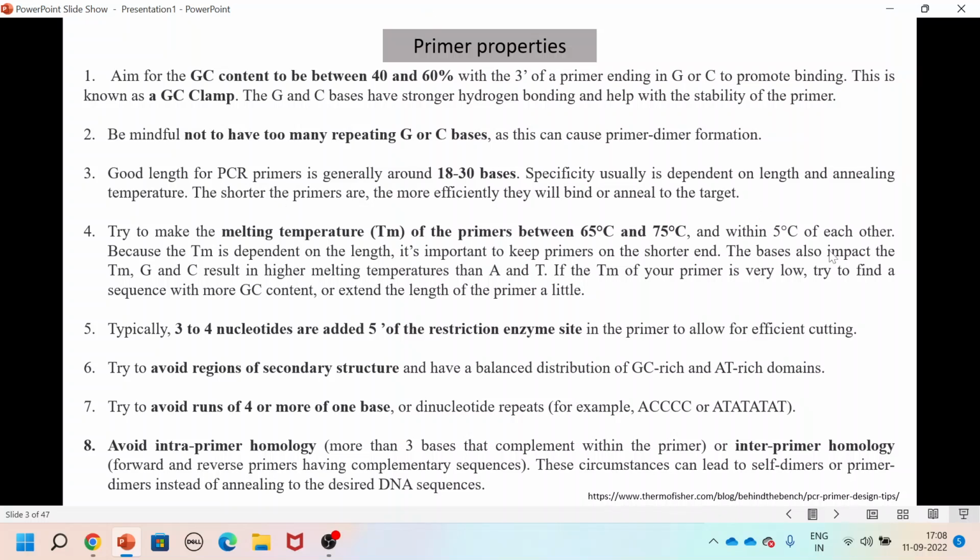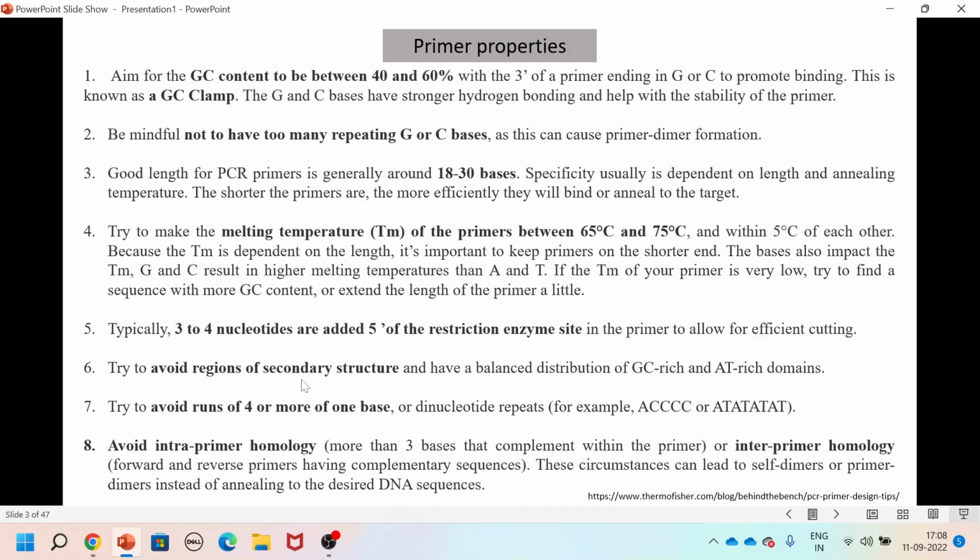Also, we know that the bases impact the melting temperature, as G and C result in higher melting temperatures as compared to A and T. If the Tm, the melting temperature of our primer, is very low, we can increase the GC content a little bit, or increase the length of the primer, in order to get an appropriate melting temperature. In case we are using the primers and then using the PCR product in cloning, and we want to use a restriction enzyme further, then it is preferred that 3 to 4 nucleotides be added at the 5 prime end of the restriction enzyme site in the primer, to allow for efficient cutting.